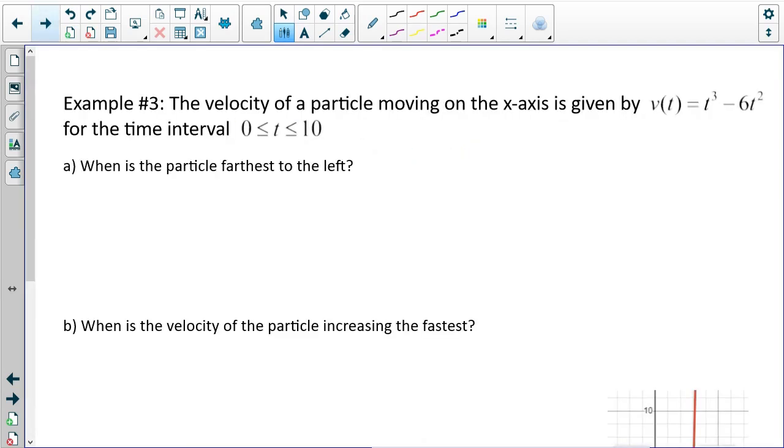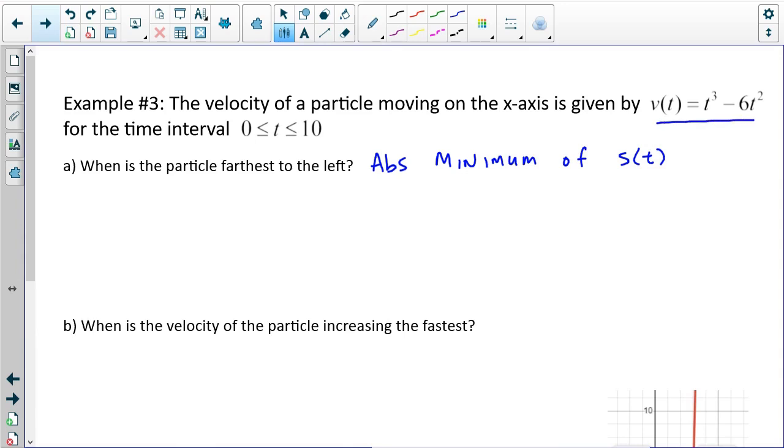Example 3. The velocity of a particle moving on the x-axis is given by v of t equals t cubed minus 6t squared for the time interval 0 to 10. When is the particle farthest to the left? That's asking a question of the absolute minimum of the position function. So we're actually looking for the absolute minimum of the position function, which would be something like s of t. But we don't have s of t, and we haven't learned integration yet, so we don't know how to find it.